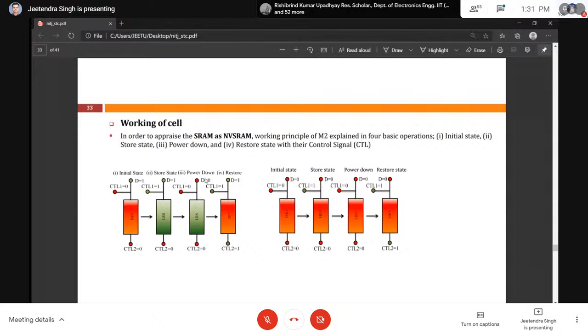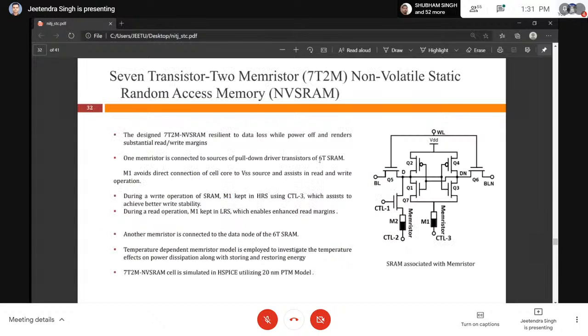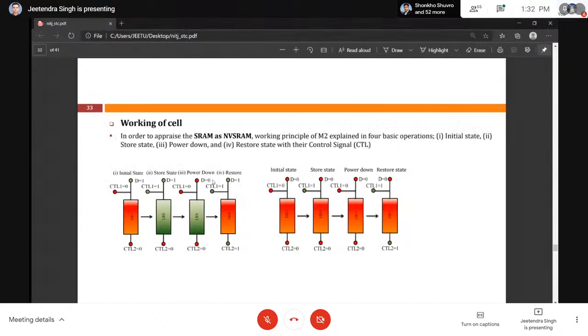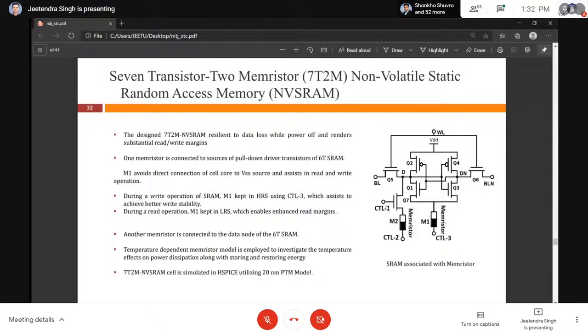When the power goes down, the whole power is down, meaning WL is equal to 0, VL is equal to 0, VDD is equal to 0. So the data node will become 0. This node is also 0 because this is static RAM. When the power is lost, the data is also lost. This control signal is also 0 because the power is off. But we have the information in the memristor, that is the previous information which was stored in the memristor.